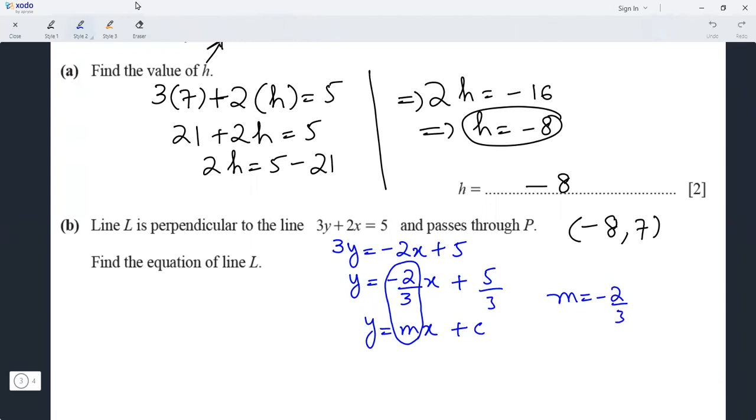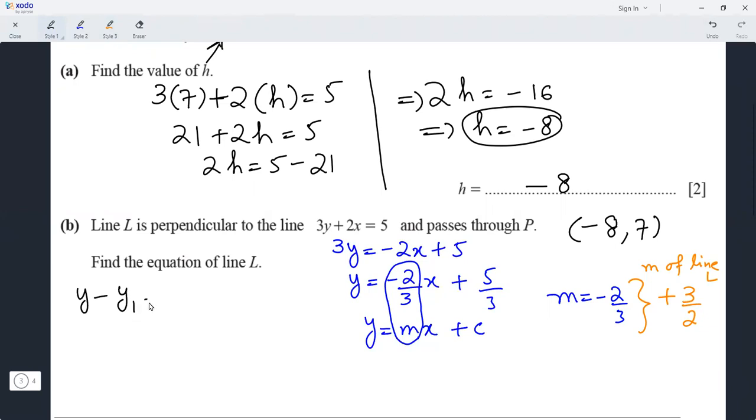So for the perpendicular line, the gradient is negative with the reciprocal. So negative times negative will be positive, and 2 by 3's reciprocal will be 3 by 2. Numerator becomes denominator, denominator becomes numerator. So this is the gradient for line L. What we have to do is apply the same equation that we did in the previous part, y minus y1 equals m times x minus x1.